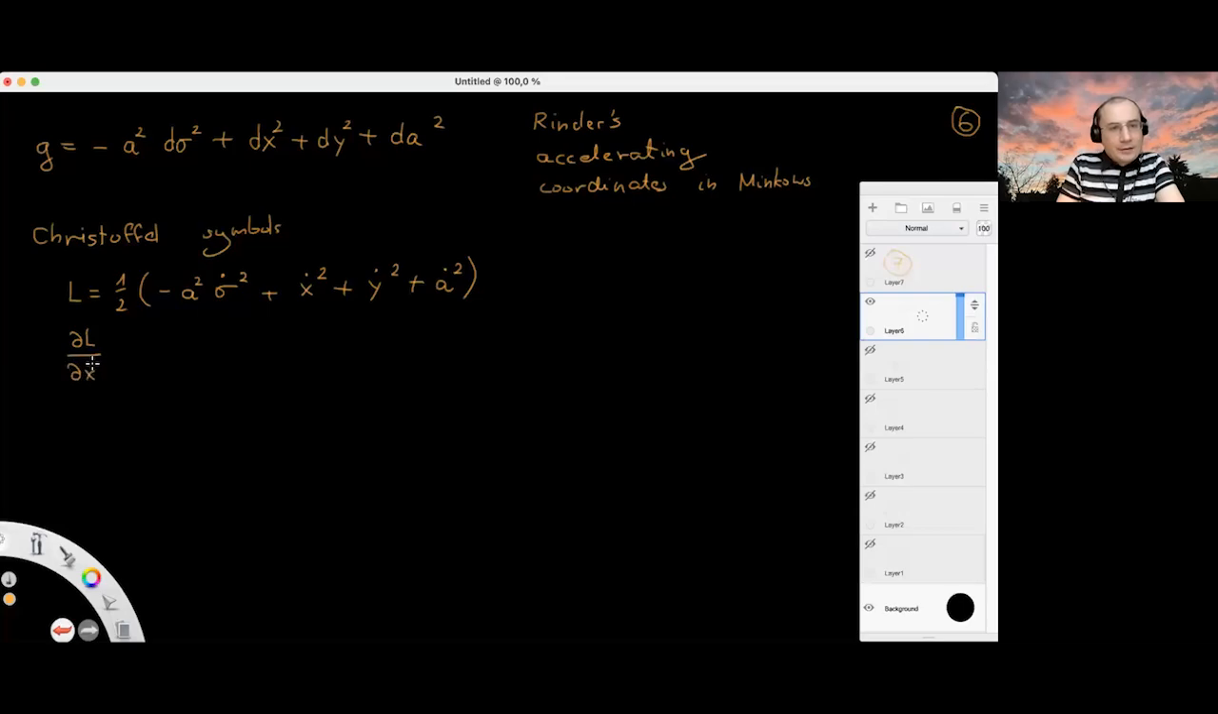The derivative with respect to x dot, well, let's begin with sigma. With respect to sigma dot, that's minus a squared, there is no over 2, a squared sigma dot, because this is the only term which depends on sigma. We can calculate the derivative with respect to the parameter. Again, we are talking about a parameterized curve in which sigma, x, y, and a depend on lambda. So we will get minus a squared sigma double dot minus 2 a dot sigma dot. That's what you get by differentiating this with respect to lambda.